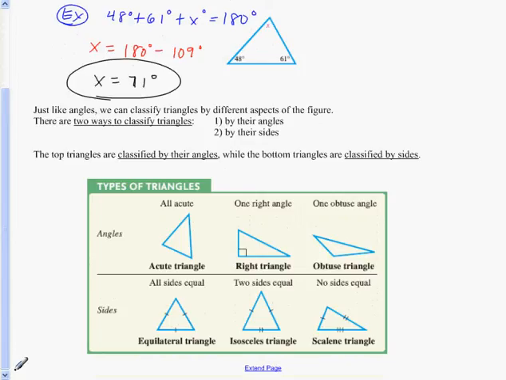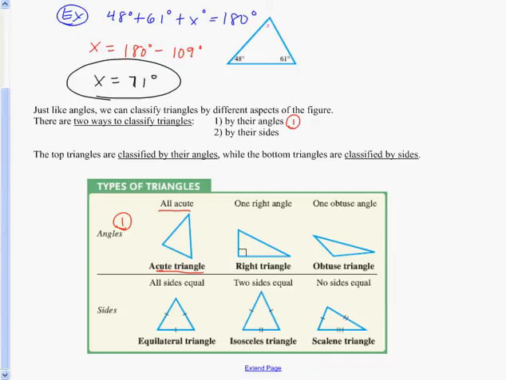Now, just like our angles, we're going to classify triangles. Particularly, you can look at two different aspects of a triangle to classify it. The first thing you can look at are their angles, and that's going to correspond to this first section of this figure here. And then the second, of course, is by their sides, and we'll come back to that in a minute. An acute triangle has all acute angles.